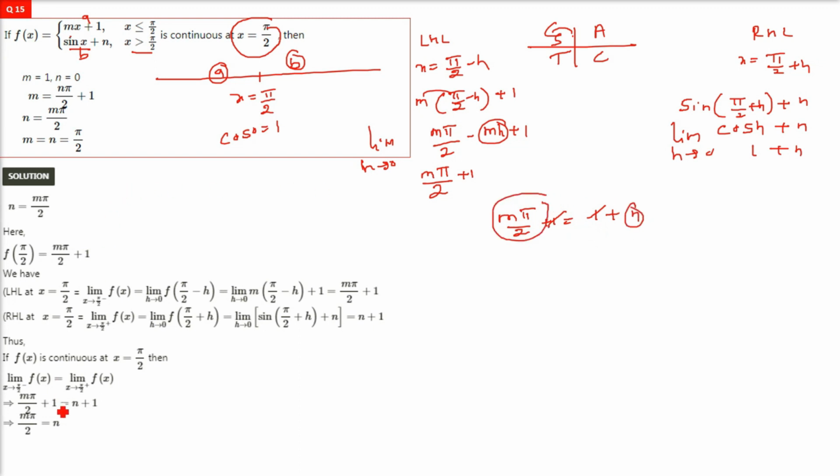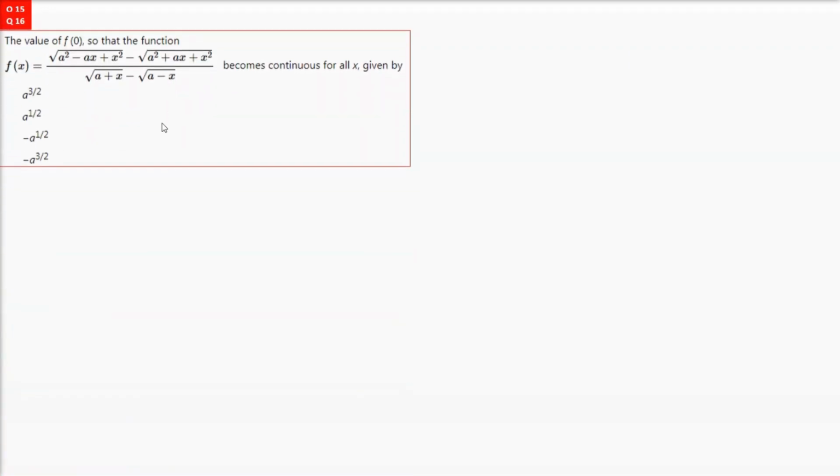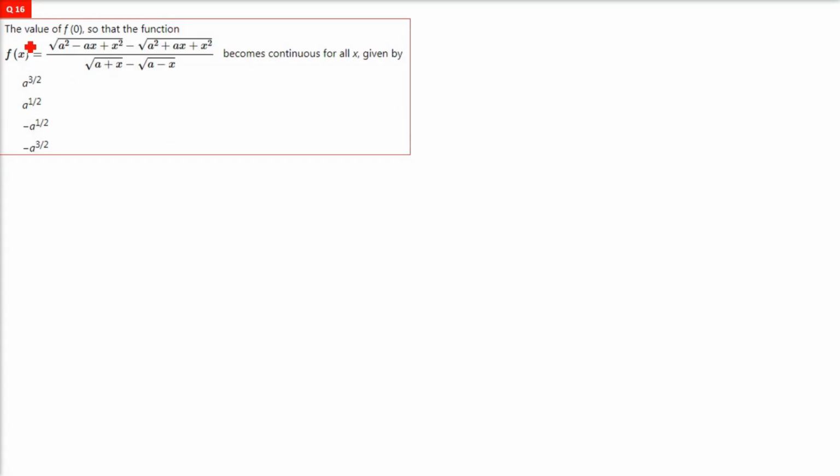And what do you get? You get m pi by 2 equals n, and this is the correct option. The value of f0 so that the function becomes continuous for all x. This is given by, now f0 we have to find out. How are we getting f0? Because we have to take the limit of fx at x tends to a is 0 here. So f0 basically we have to find out. So it is limit only.